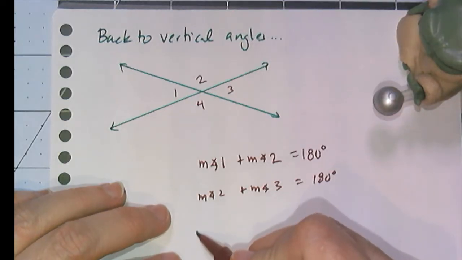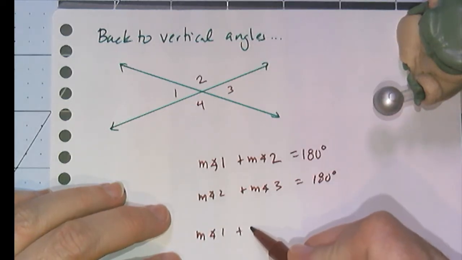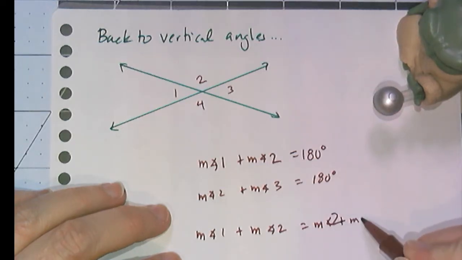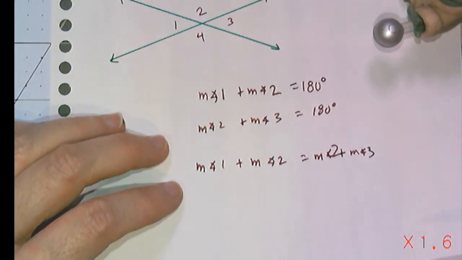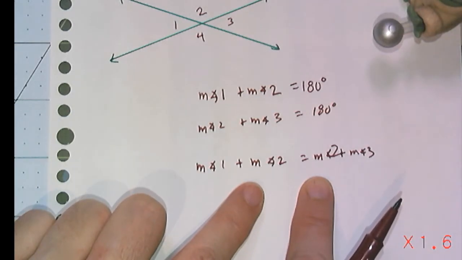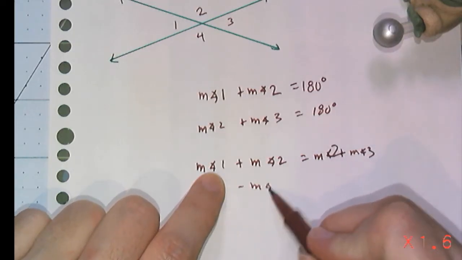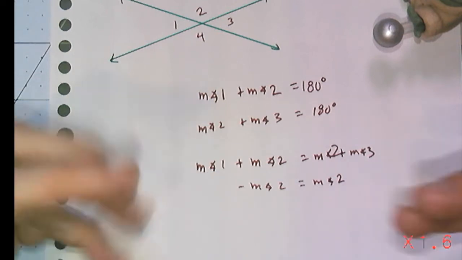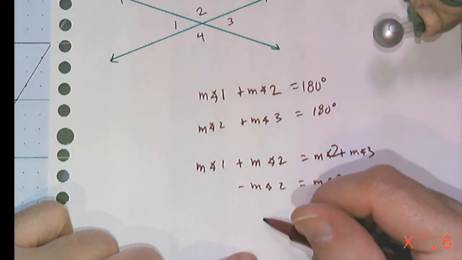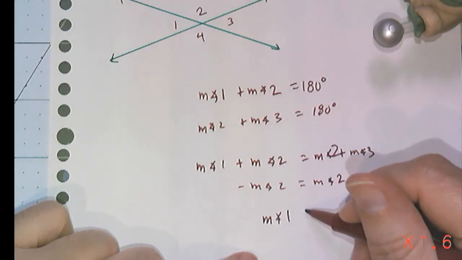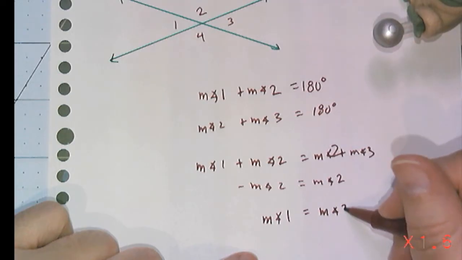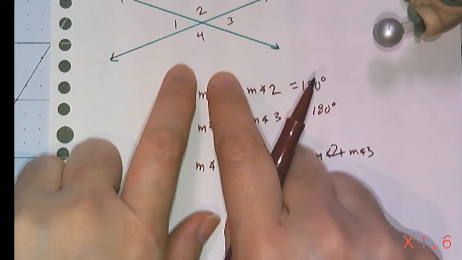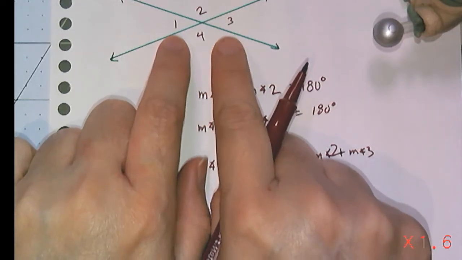So I guess that means, by substitution, I can say the measure of angle 1 plus the measure of angle 2 equals the measure of angle 2 plus the measure of angle 3, right? By substitution. And then, look, both sides of the equation have a measure of angle 2. So why don't I just use my subtraction property of equality and subtract off those identical angle measures on both sides, and I'm left with the conclusion that the measure of angle 1 is equal to the measure of angle 3. I've just algebraically proven, using my geometry knowledge of linear pairs being supplementary, that those two vertical angles are congruent.